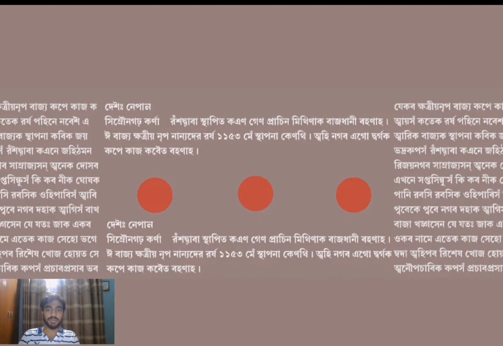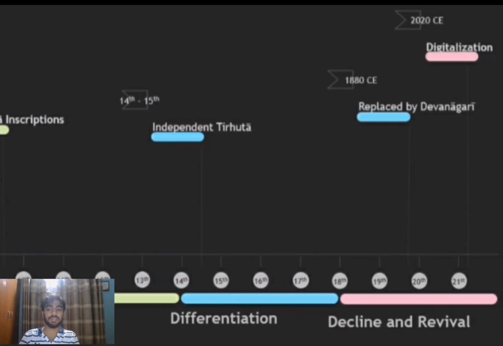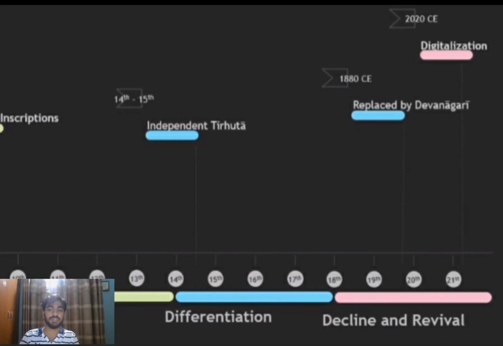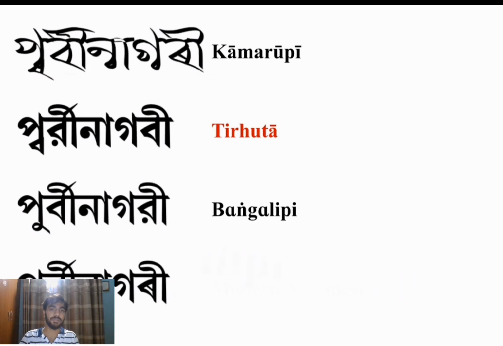Tirhuta, Mithilakshar or Devakshar, used to write Maithili and Sanskrit, two Indo-Aryan languages, the former being a descendant of the latter via Magadhi Prakrit. For the script, some sources trace its origin as far back as the 9th century CE, but its differentiation from other Purvinagri systems like Bangalipi and Kamrupi is said to have been completed by the 14th to 15th century.